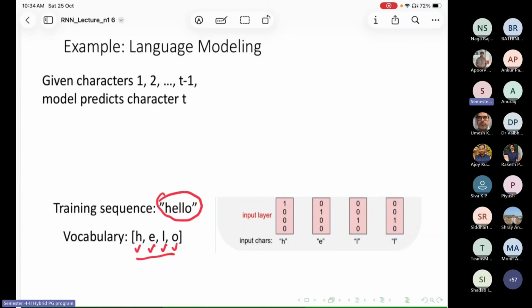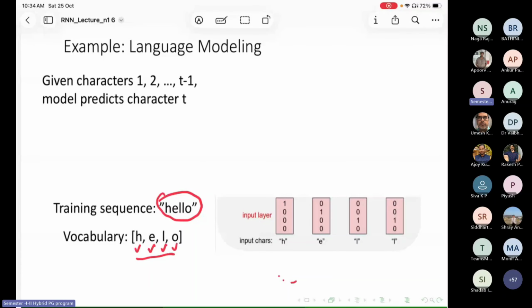I'll assign one vector to one character. We have four characters, so I'll just give one hot encoding for every character. This is one type of numerical representation that we generally use when we convert any characters or words into numerical values. So let's understand this very simple thing.